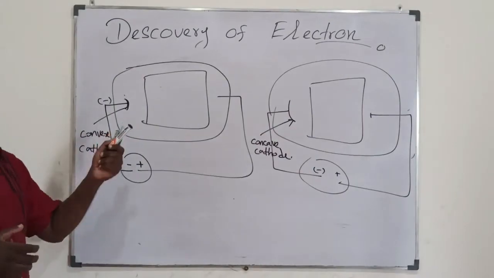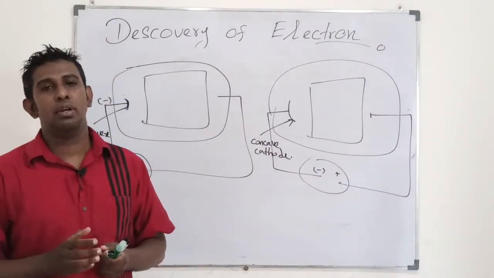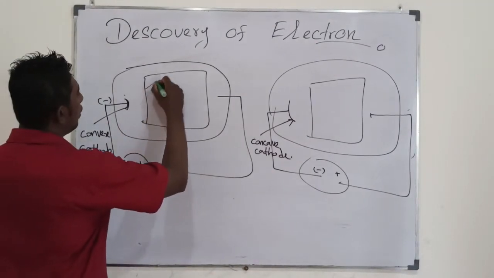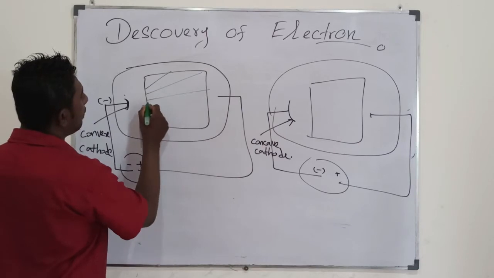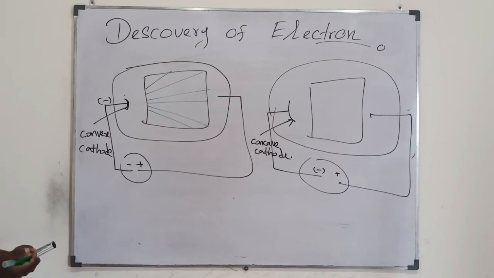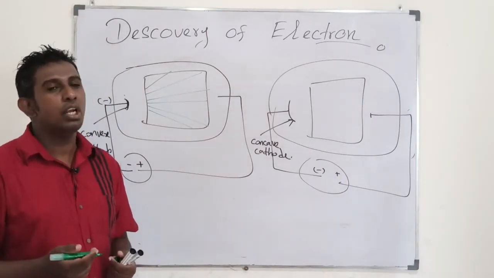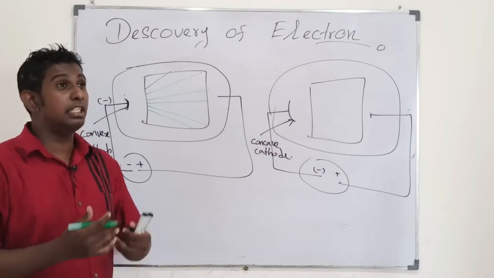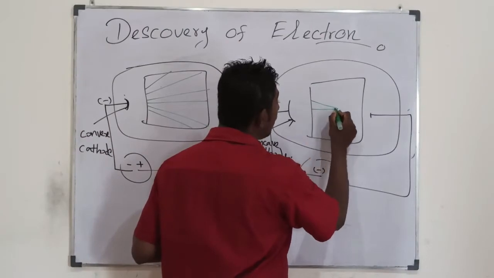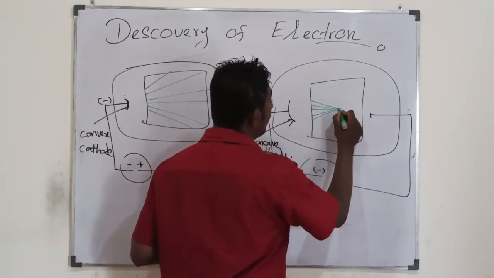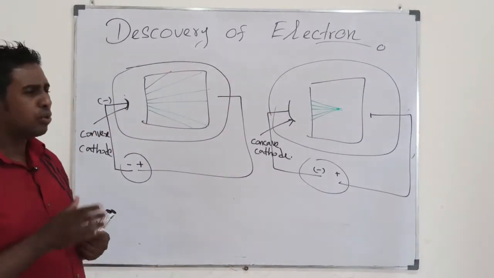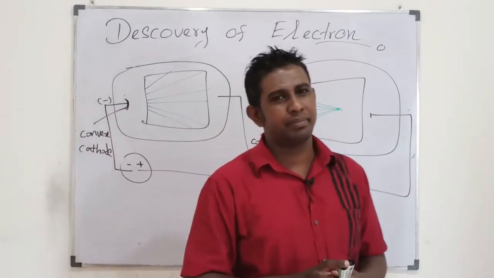So, placing a screen inside, when it was switched on, he could observe that when there was a convex cathode, those cathode rays were diverging, dispersing all around, not converging. When there was a concave cathode, those cathode rays were converging, focusing to a center. Okay, so he made those observations.